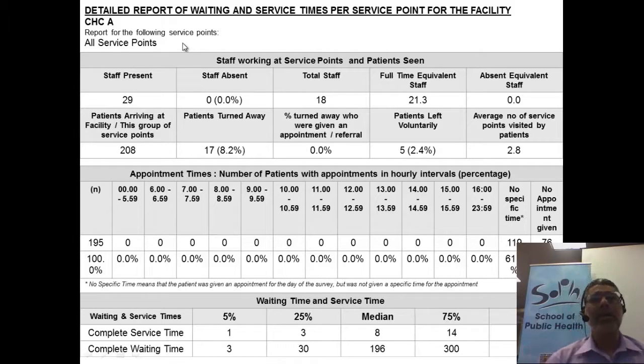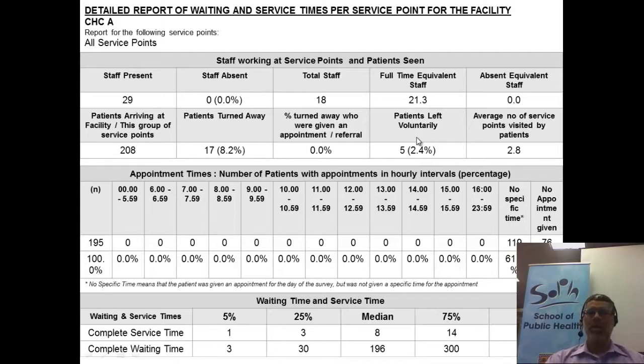So what we have here is a community health center A, and we know there were 29 staff present in the community health center, of which the full-time equivalent was 21.3. A full-time equivalent staff is a staff member who works for 8 hours of the day. Then the number of patients arriving at the facility was 208, of which 17 or 8.2% were turned away. And then of those who were turned away, none of them were given an appointment or a referral to another facility.